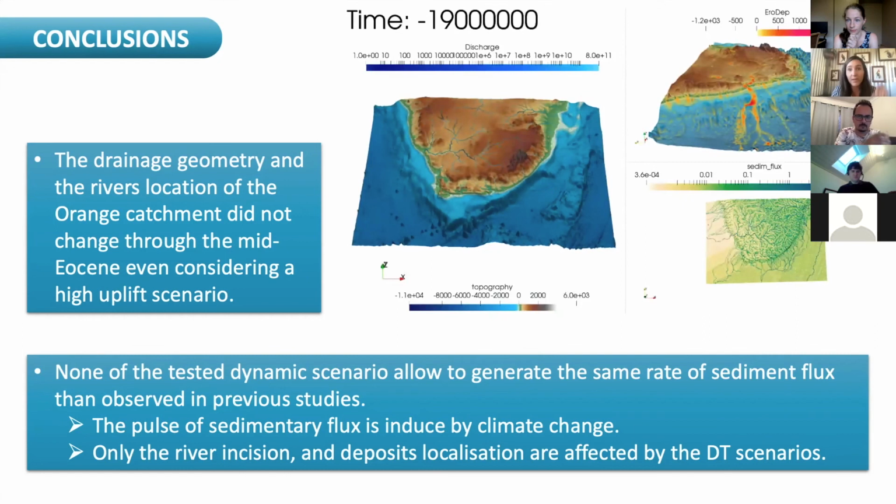Just one thing, careful: I'm not saying dynamic topography doesn't impact landscape evolution. I'm saying for South Africa for the last 30 million years, it looks like it's the case.